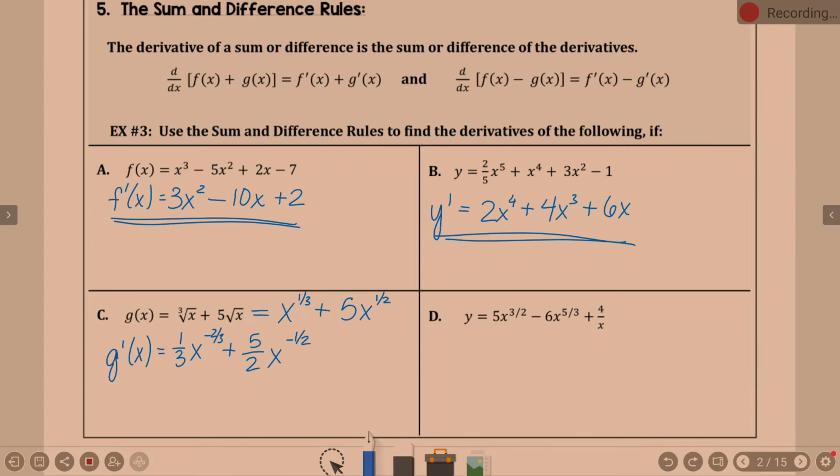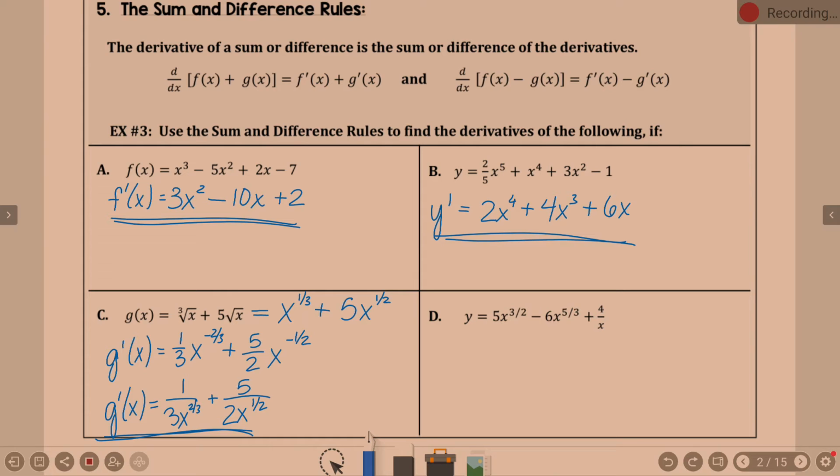Okay, rewrite these. Get rid of the negative exponents by putting them in the denominator. So the first one, 1 over 3x to the 2/3. And this next one, I keep the 5 on top, take the 2 to the bottom, 2x to the 1/2. Are we okay? Okay.